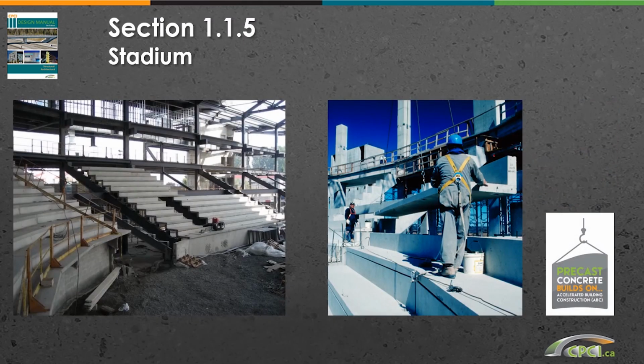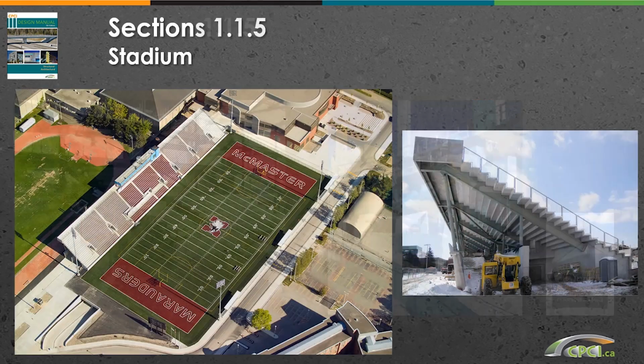Section 1.1.5 also introduces the reader to stadiums and arenas. Typical elements include raker beams, stadium risers, tub seating, and vomitory walls. It's interesting to also note that Chapter 7 now includes design tables for single, double, and triple stadium risers. Many types of stadiums, small and large, have been built by CPCI members across Canada.